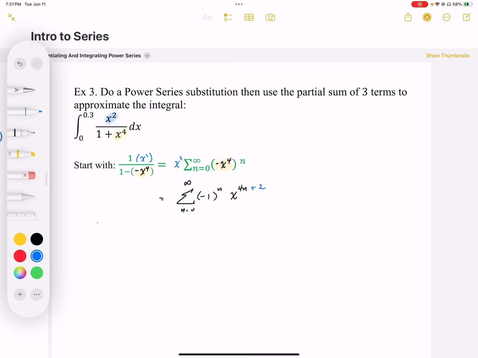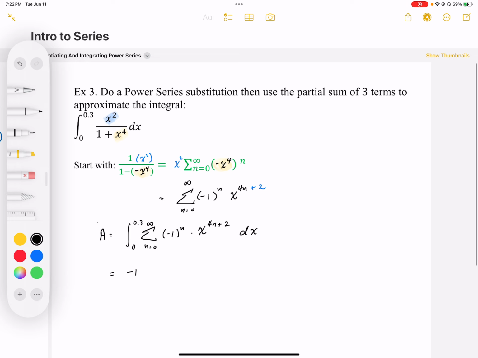So now that I have the function inside the integral, I'm going to integrate this and find the area. So I have the area under the curve from 0 to 0.3. Now I need to integrate that function, and by integrating the series, I will get the series that represents the integrated function. So I have the negative 1 to the power n. That's not going to be affected by the integration. I have power 4n plus 2, and then I have my dx. And I could just apply the power rule to that part of the expression.